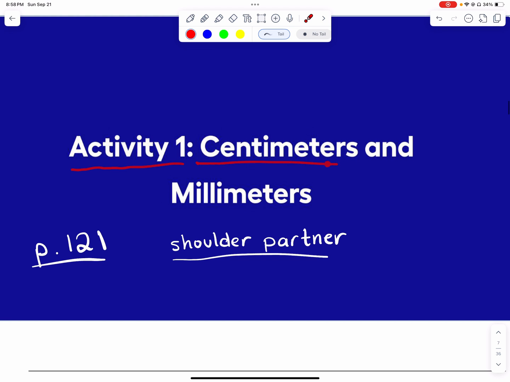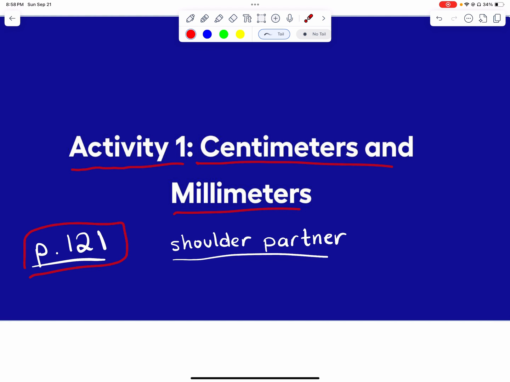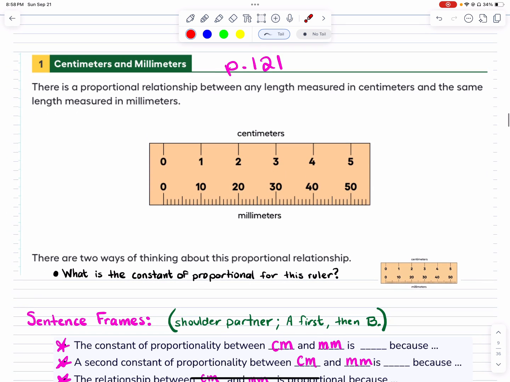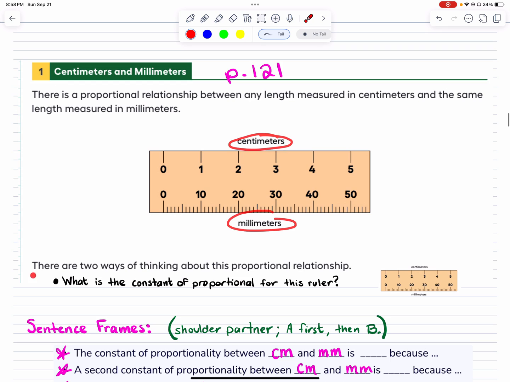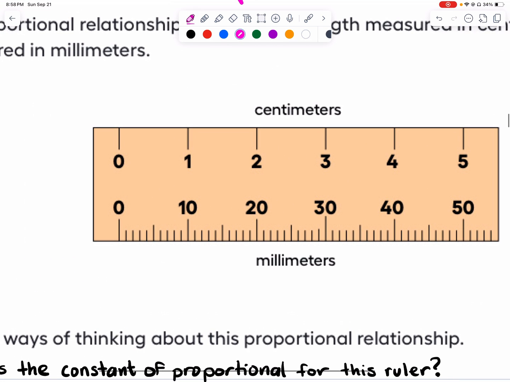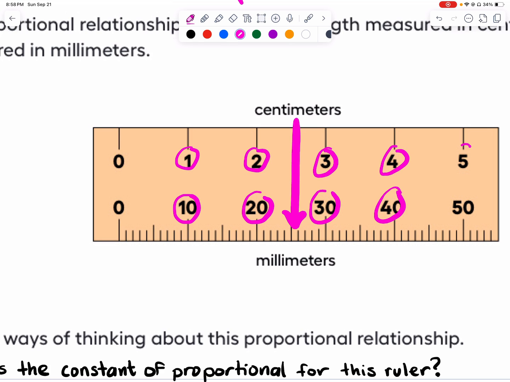So we're on activity one, centimeters and millimeters on page 121. So we see here, there is a proportional relationship between any length measured in centimeters and the same length measured in millimeters. There's actually two ways to think about this proportional relationship, and we're about to do two of them. Okay, so let's just think about this one. From centimeters to millimeters, how do we get from 1 to 10? How do we get from 2 to 20, 3 to 30, 4 to 40, 5 to 50?